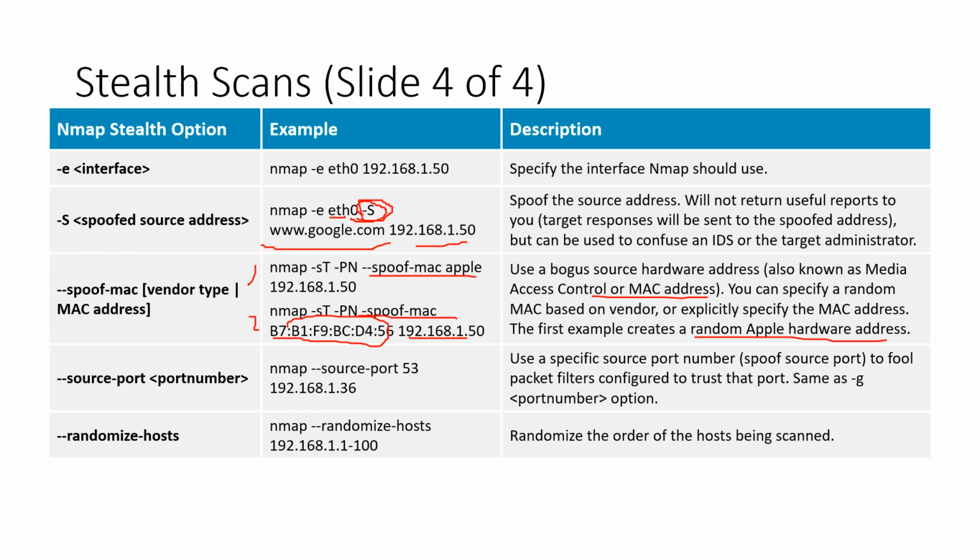You may also scan under Nmap where you specify a specific source port number, to fool the packet filters or a firewall, and then again the target. You may also have the option randomize hosts. Usually when Nmap scans, it is in sequence, but by adding randomize hosts, it will scan these target devices in random order. Again, this is in the range from 192.168.1.1 up to 192.168.1.100.